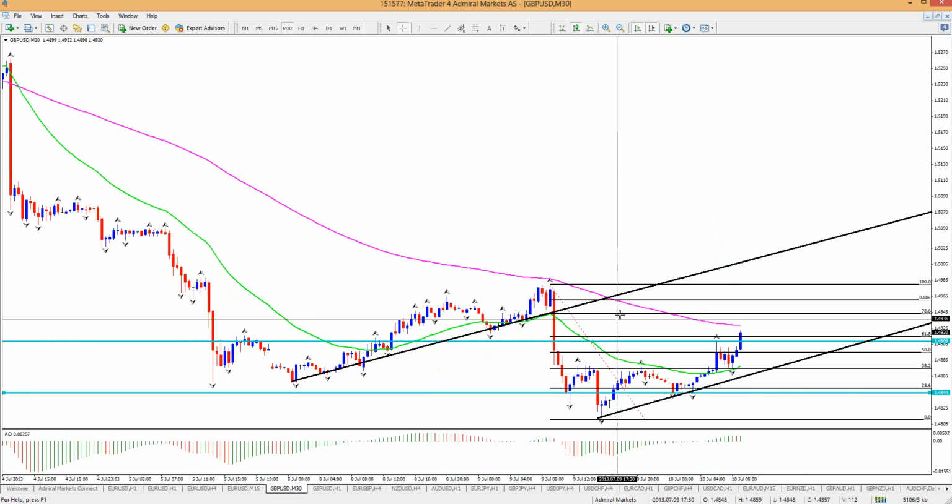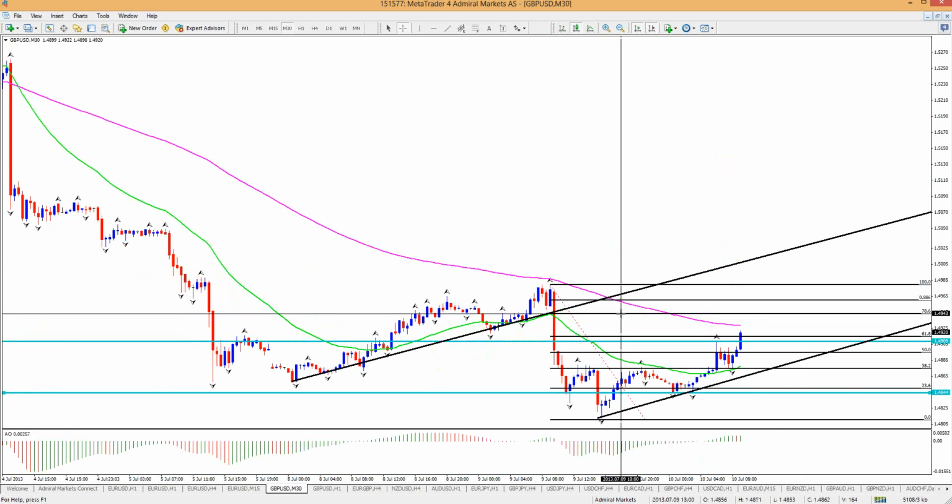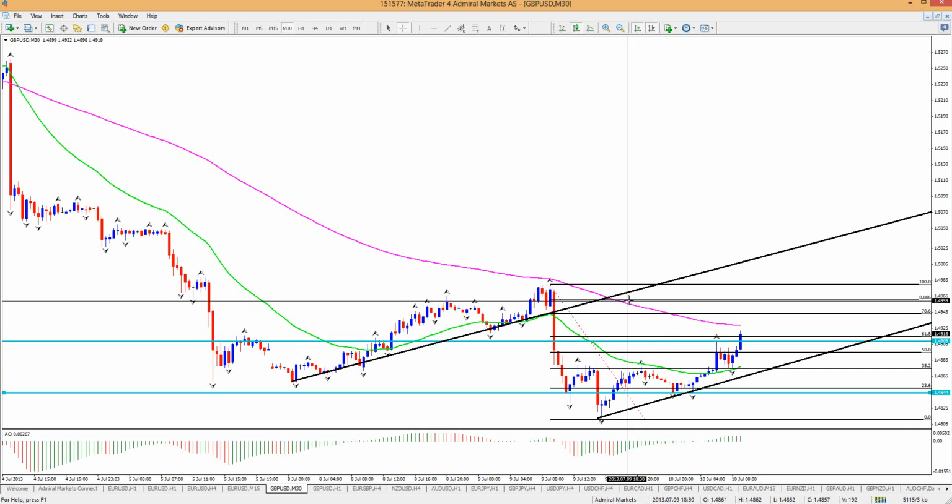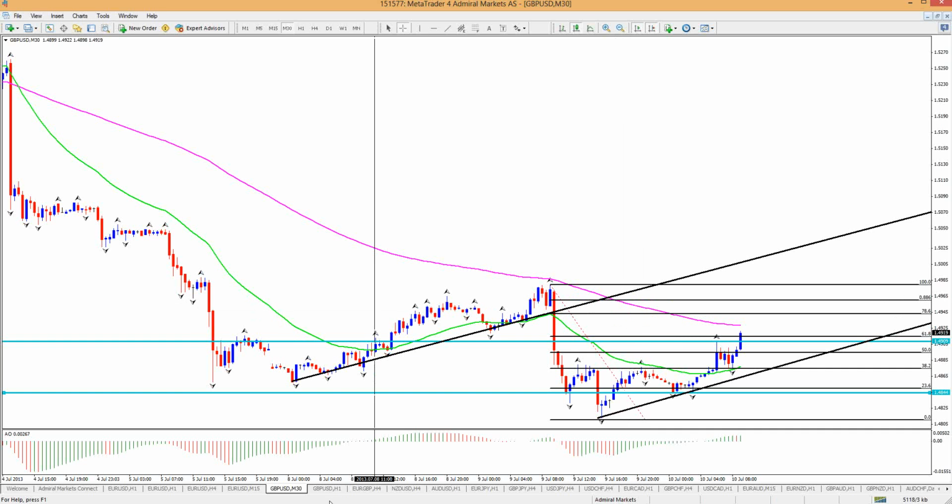The next retracement fib would be the 786. That should be resistance with 886. All right, so that is 149.40 and 149.60. So I'm looking for a rejection there as well.